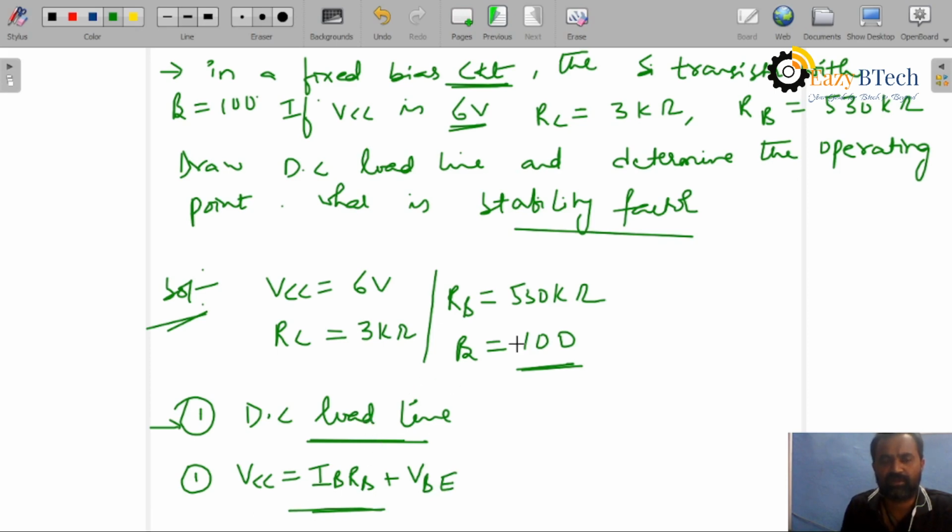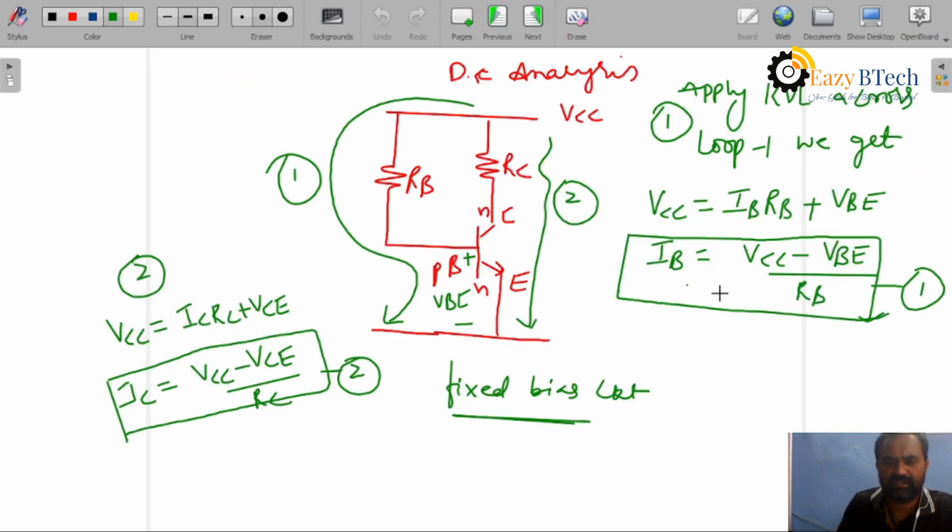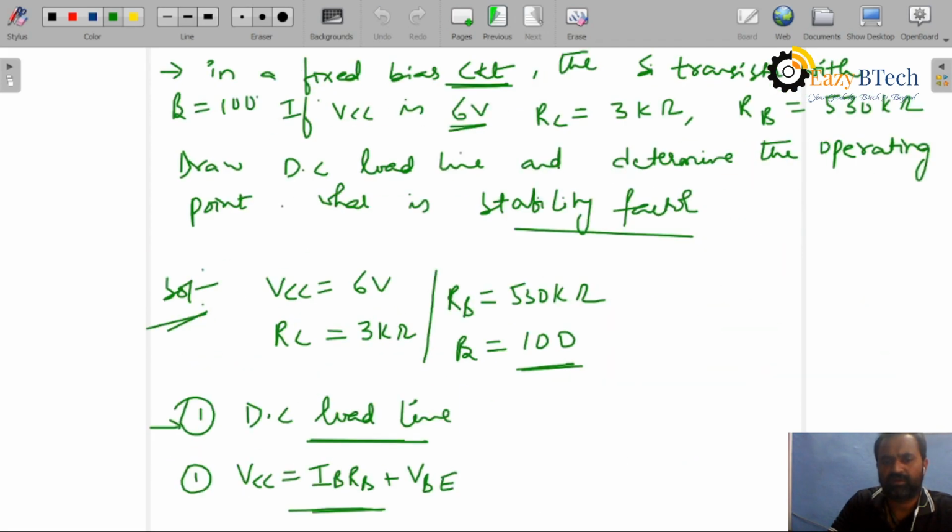In the problems we have clearly studied this. This is the loop 1 equation. VCC is equal to IBRB plus VBE. From this, IC is equal to beta IB. Now IB is equal to IC by beta, so we will get the value of IC. IB can be found from the value of IC because the beta value is known.